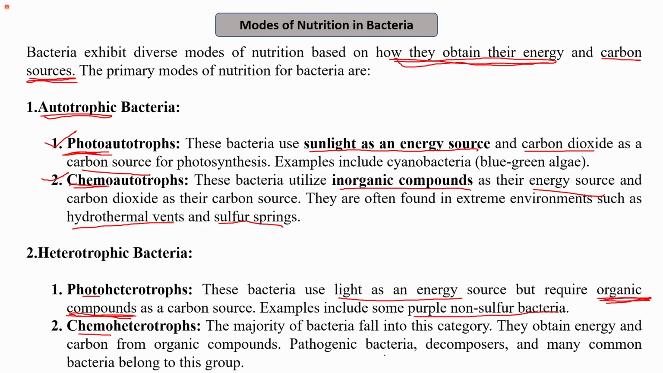While chemoheterotrophs, most of the bacteria fall into the category of chemoheterotrophs. They obtain energy and carbon from organic compounds. So their source of energy is also organic compounds, while their source of carbon is also organic compounds. Pathogenic bacteria, decomposers, and also many other common bacteria belong to this group.